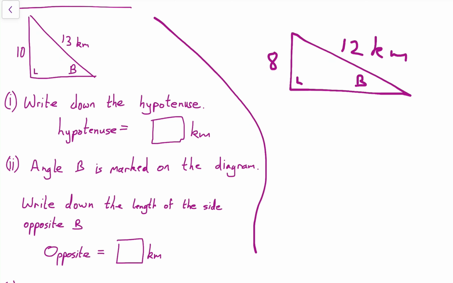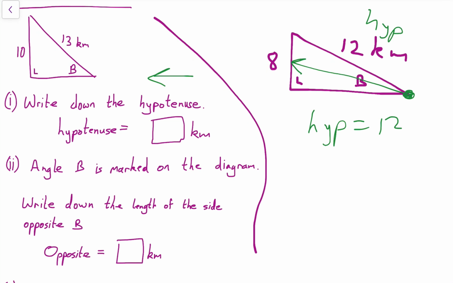Well, the hypotenuse is always the longest side, so there's our hypotenuse. So the hypotenuse is 12. It won't take a genius to figure out the hypotenuse. Part 2: angle B is marked on the diagram. Write down the length of the side opposite B. Again, we position ourselves at angle B and look straight across. So we can see our opposite. Opposite B is 8 kilometers. So we've got part 1 and part 2 done.